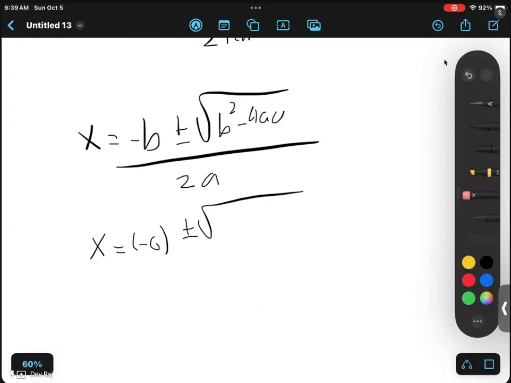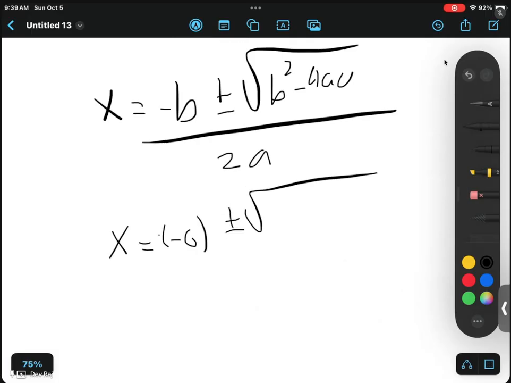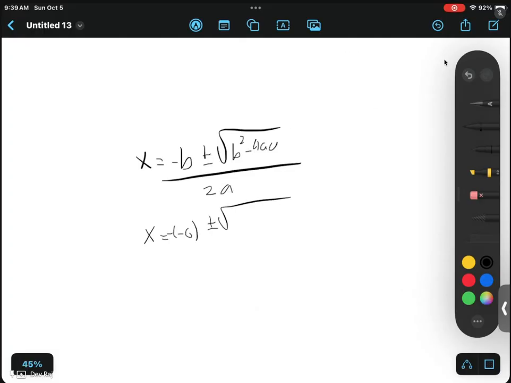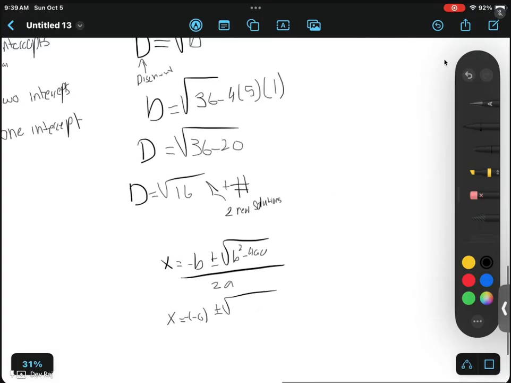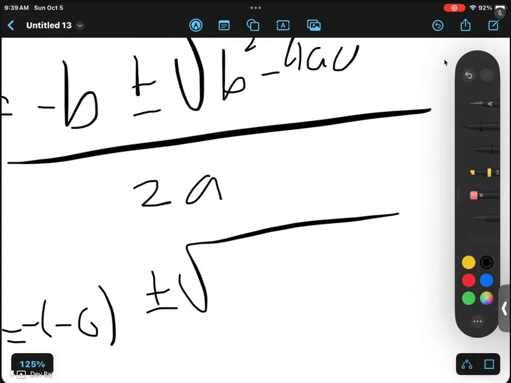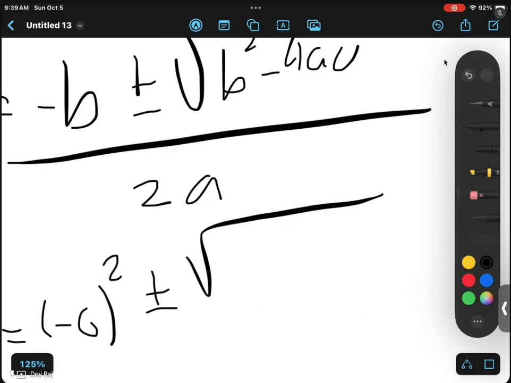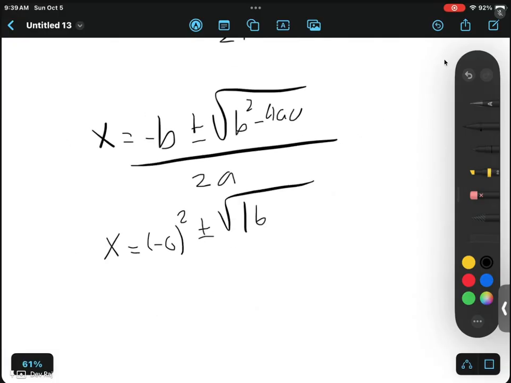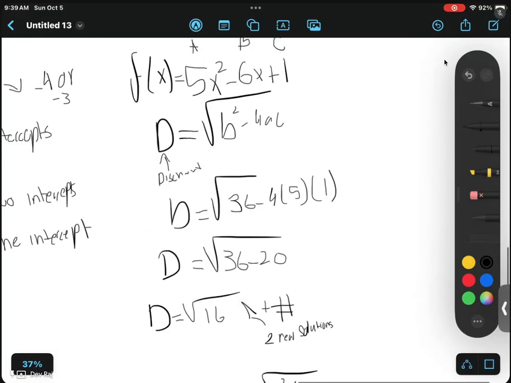This should not be squared. If you guys have any questions, tell me and I'll answer it. Okay, and then our b value is also negative 6. Well, we don't have to solve the discriminant again, right? Because we already solved it when we tried finding the discriminant. So we know that it's equal to 16, and then over 2, and then our a value, which is 5.